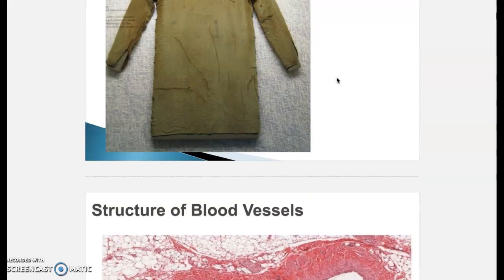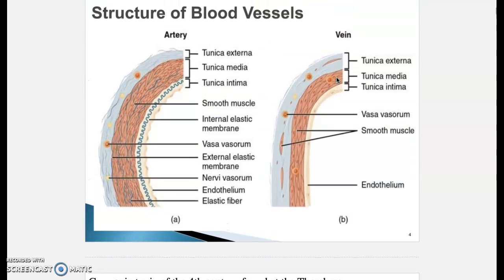As we go back to this picture up here, we can see that the walls of the artery are so thick that the vasa vasorum is contained in the outer layers. Here it is here. Otherwise, the pressure from the blood passing through the artery would cause them to collapse. Since there is less pressure in the veins, you can see that the vasa vasorum is located closer to the lumen. The lumen would be here. It's much closer. Also, the walls are much thinner.